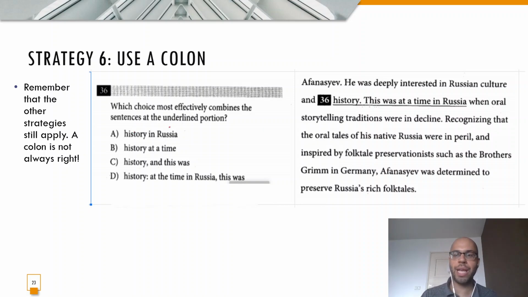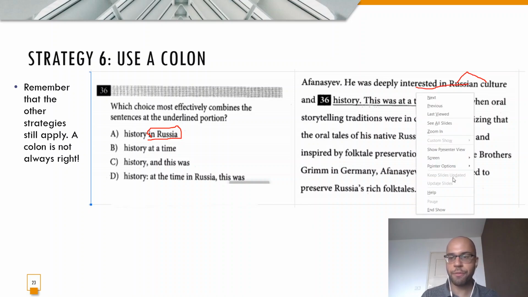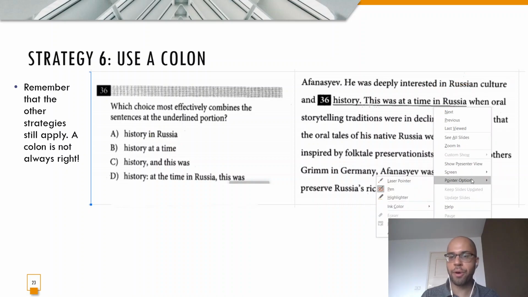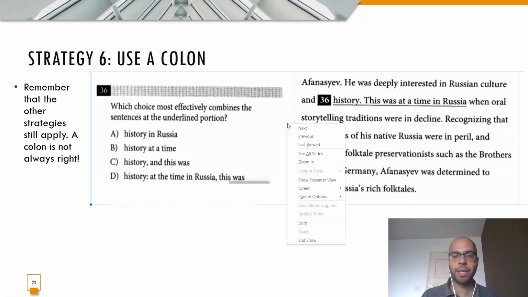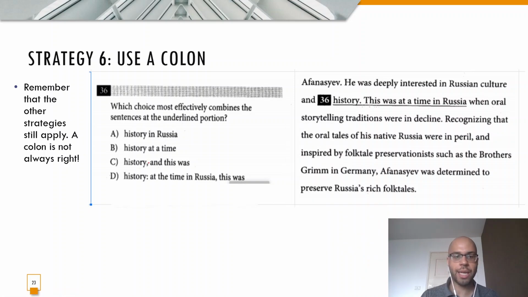So option A, "history in Russia." If we choose option A, we're saying he was deeply interested in Russian culture and history in Russia. This is repetitive. If we say Russian culture, then that adjective, Russian, will necessarily refer to both culture and history. This means Russian culture and Russian history. So choice A is repetitive. It's unnecessary to restate the word Russian.